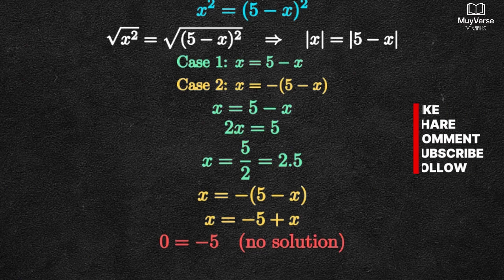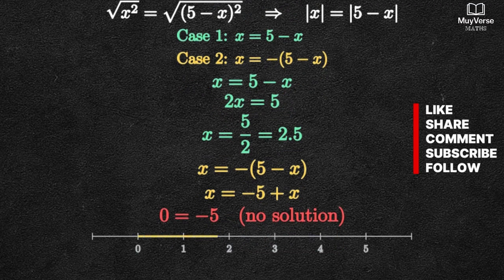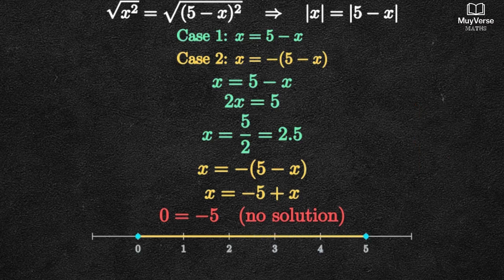Here is the intuition. Absolute value of x equals absolute value of 5 minus x means the distance from x to 0 equals the distance from x to 5. On a number line, the point equidistant from 0 and 5 is the midpoint at 2.5. Therefore, the only real solution is x equals 5 over 2, which is 2.5.